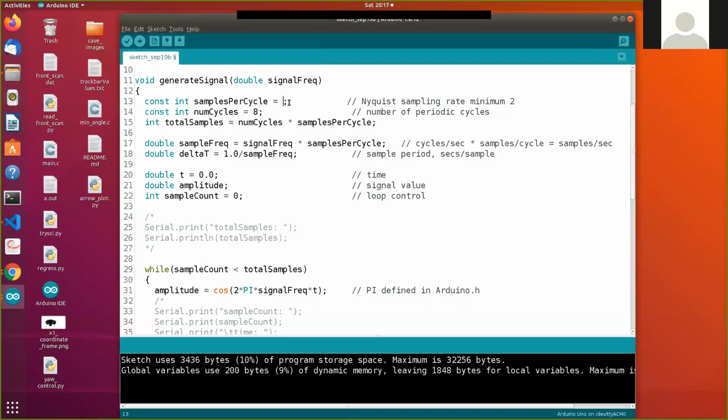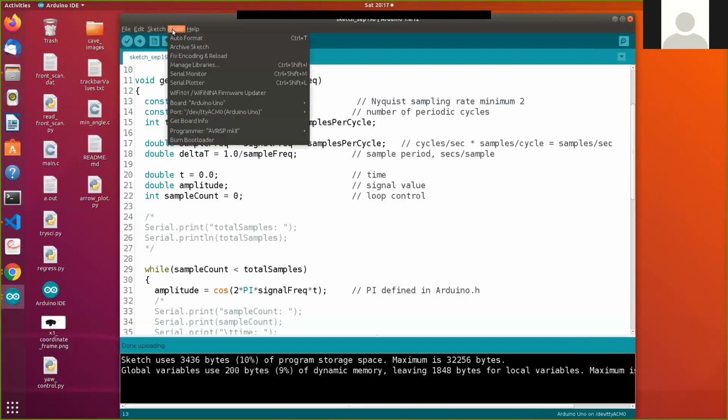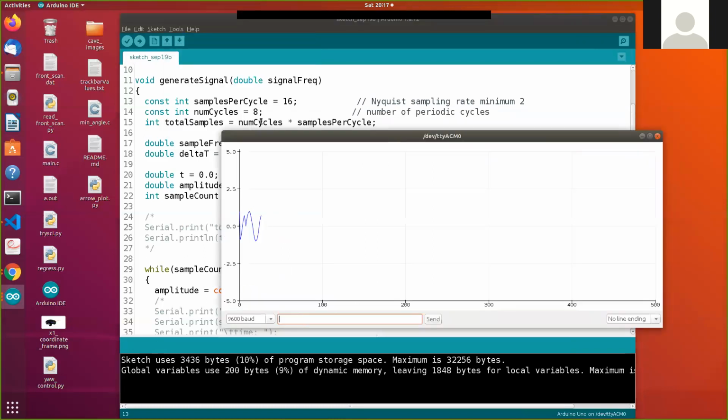If you were to bump this up to 16 samples for each period or each cycle, we'd probably be able to draw something that looks a little more like a sine wave with more data points. See, that looks a little more sinusoidal, a little more curved. It still has some peaks there, but that's looking better. So the idea is, the more we can sample a signal, the better we can reproduce that signal.